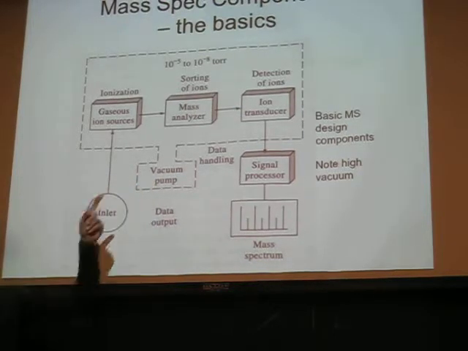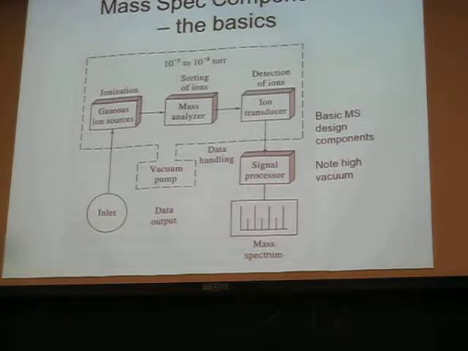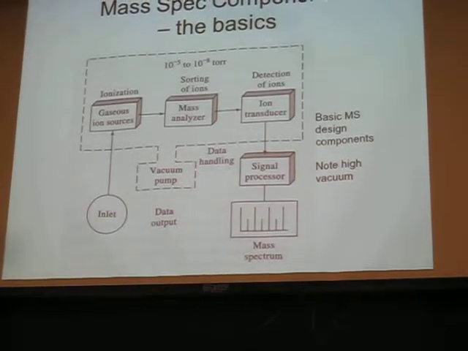vacuum systems to generate vacuum within the instrument. And the high resolution mass spectrometers will generate a vacuum that's down to like 10 to the minus 9 torr. Extremely high vacuum.